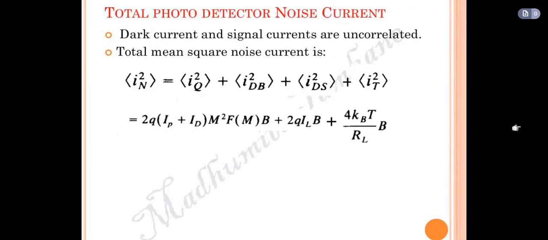Next, how do we obtain the total photodetector noise current? How many types of things do we need to see? First, the dark current, then the signal current, which should be uncorrelated, that is, a separate one.